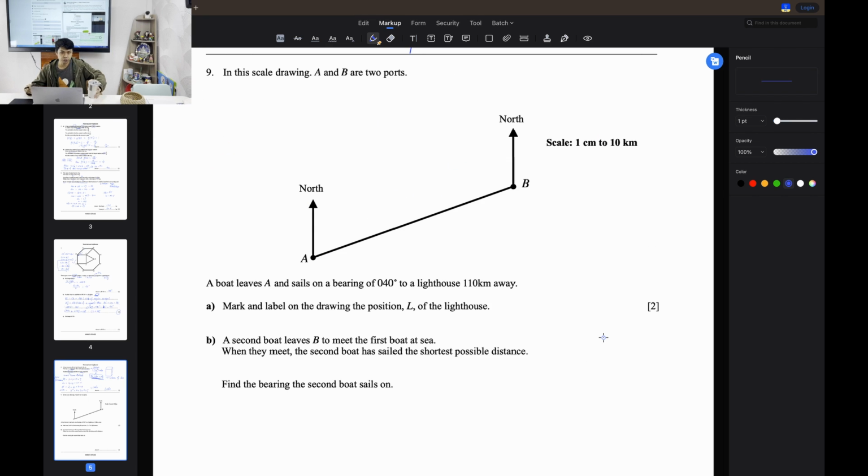Let's continue with question 9. The question gives you a scale drawing. Okay, this is a scale drawing, which means most likely you will need to measure. So you have your rulers, your protractors, and everything, right? So A and B are 2 ports.